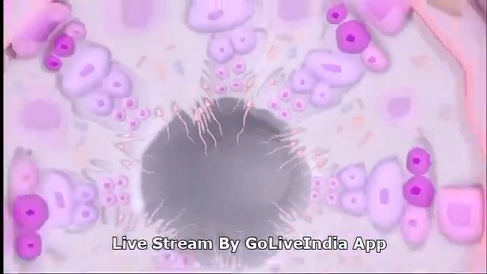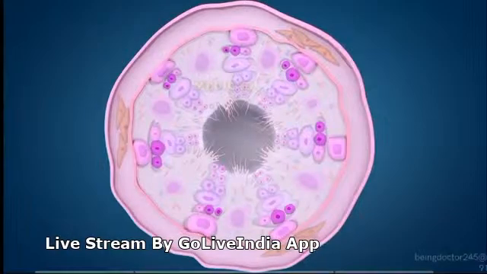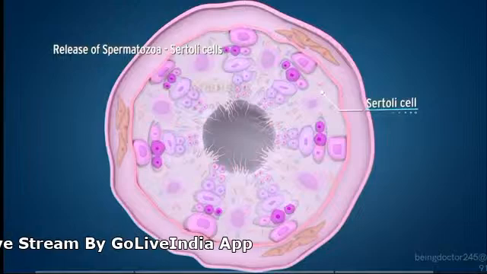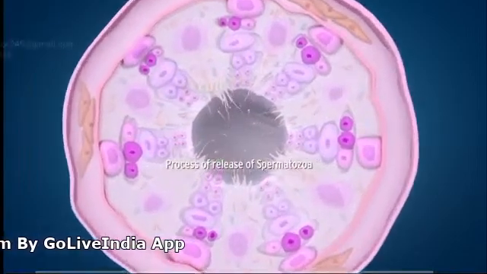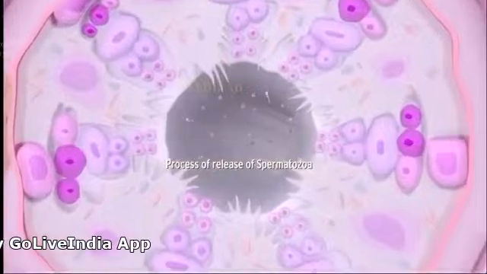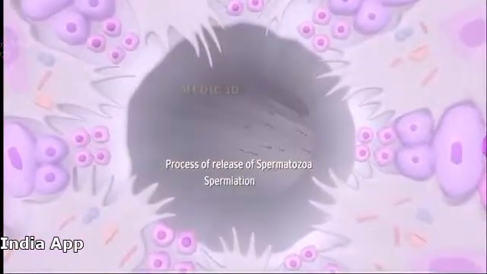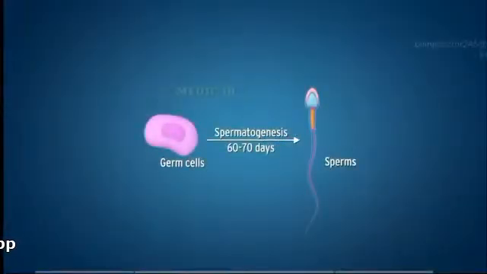Spermatozoa remains attached to the apical surface of the seminiferous tubule. The release of spermatozoa is controlled by Sertoli cells. The process of release of spermatozoa by the Sertoli cells is called spermiation. The process of formation of the mature sperm from the germinal cells takes about 60 to 70 days.